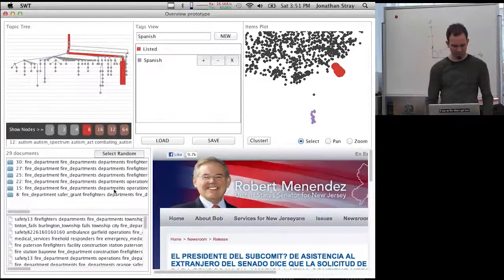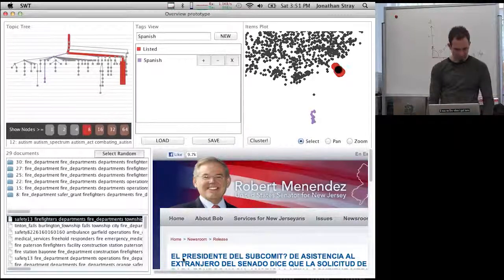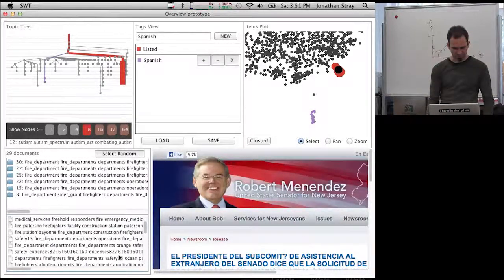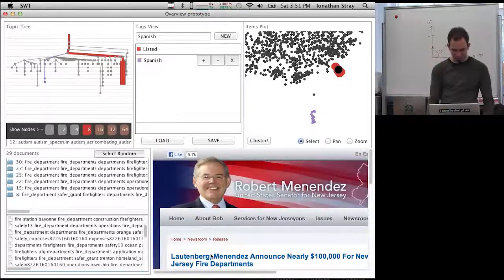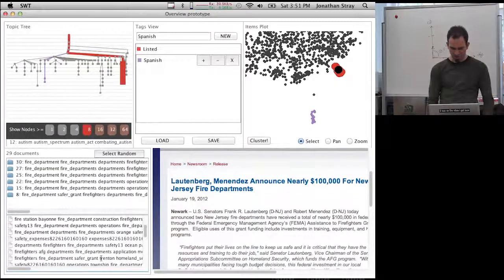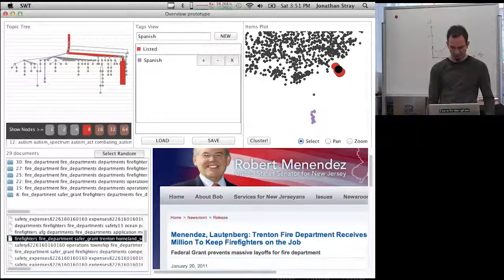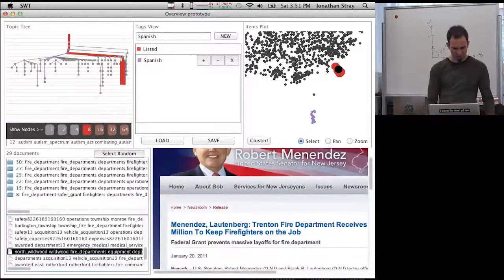And then I can sort of grab the rest of them. So I can say, what's this? Oh, I do bigrams here. I know I just said they weren't useful for clustering, but what they are useful for is for people to understand what you're looking at. So fire department. Well, this all seems to be fire station, fire safety, departments, firefighters. Now announced money for New Jersey fire departments. He's a senator from New Jersey, so this makes sense. Fire department receives, blah, blah, blah, fire departments, okay, fine.